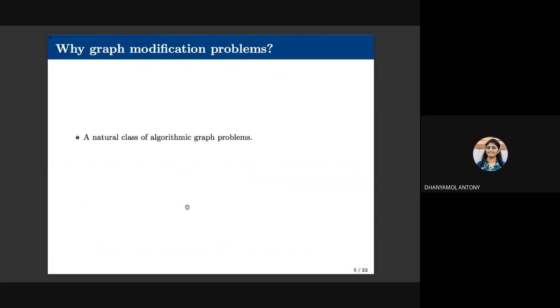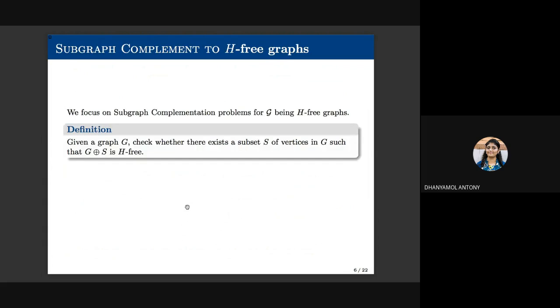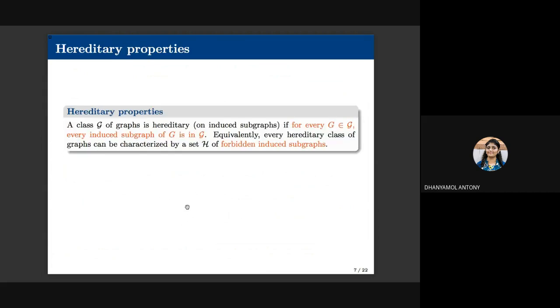Why graph modification problems? Because it is a natural class of algorithmic graph problems and many well-known problems can be restated as a graph modification problem. For example, vertex cover problem can be restated as a vertex deletion problem. In this work, we focus on subgraph complementation problems for script G being H-free graphs. That is, given a graph G, the task is to check whether there exists a subset of vertices S in G such that G⊕S is H-free.